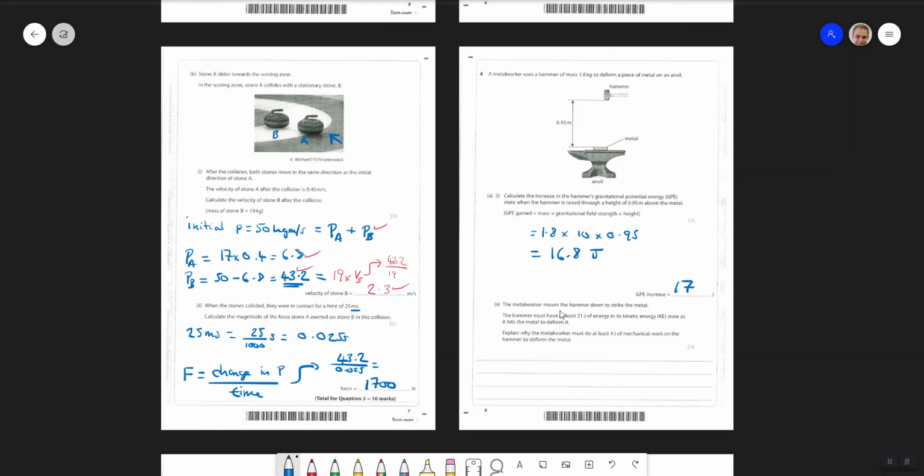The metal worker moves the hammer down to strike the metal. The hammer must have at least 21 joules of energy in its kinetic energy store as it hits the metal to deform it. Explain why the metal worker must do at least 4 joules of mechanical work on the hammer to deform the metal.